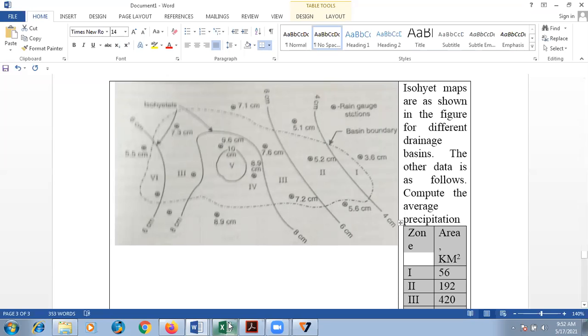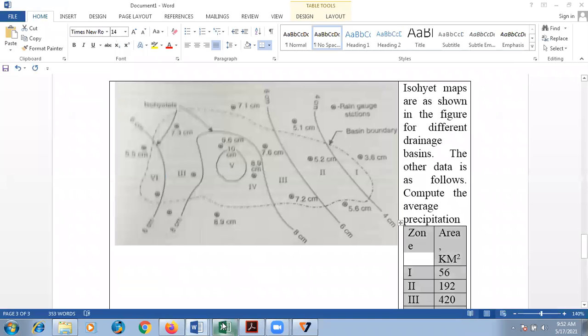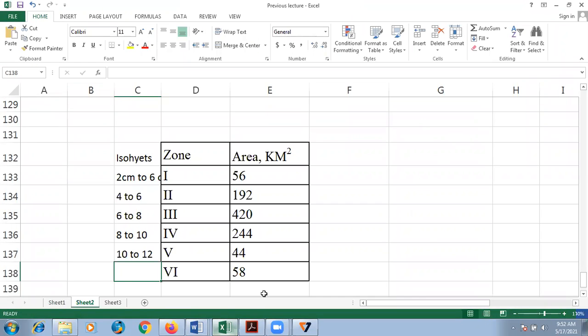See, you have to understand, within that circular area towards the center, it increases. So therefore, you can take it as 10 to 12. And the last one, zone 6. To the left side of 6 centimeter, it reduces. Therefore, it is between 4 to 6. And as well, the rain gauge station indicates 5.56 is here. You can easily understand that this is between 4 to 6. So this is something what you have to do.